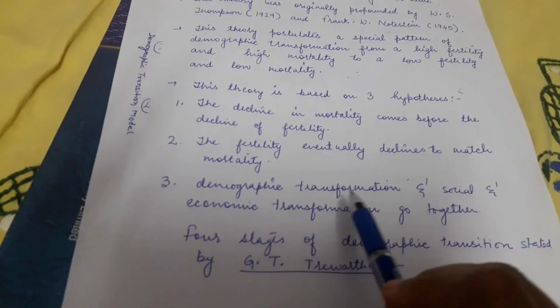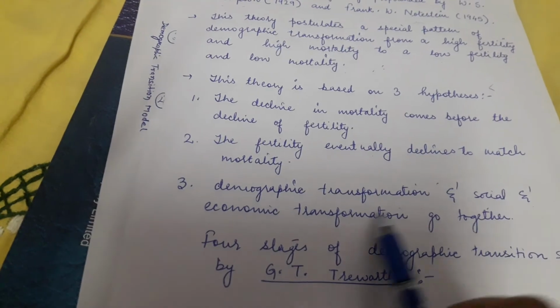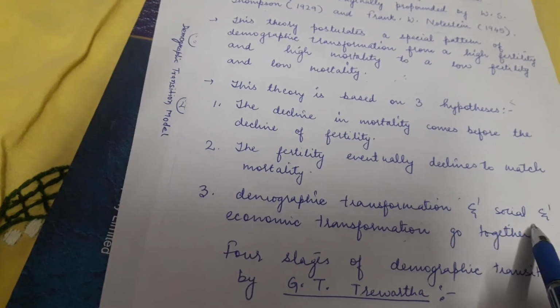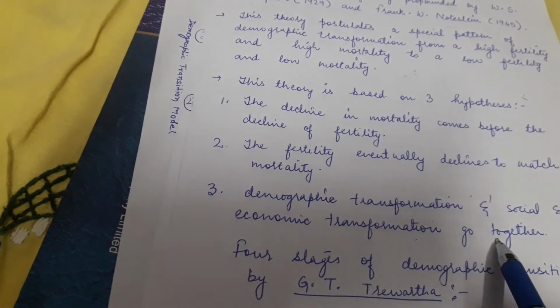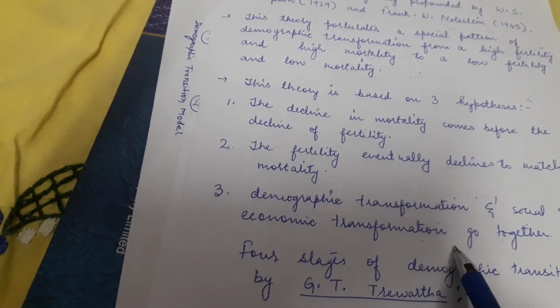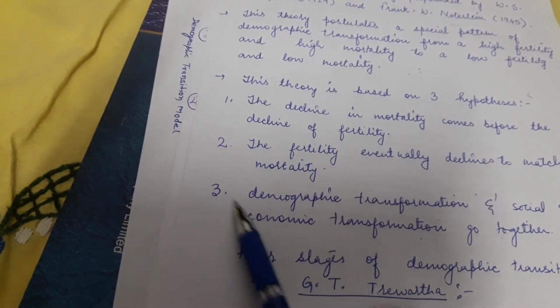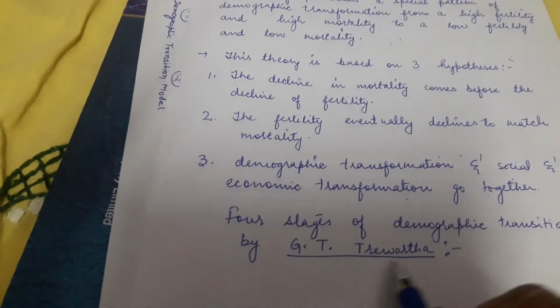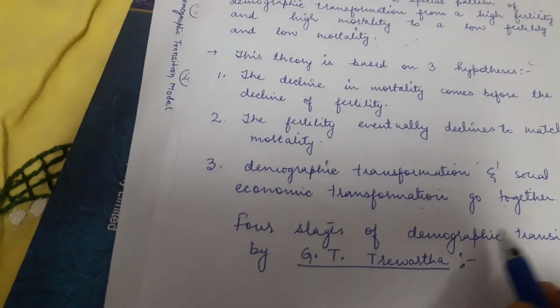Now, demographic transformation is due to social and economic transformation. When there is social change, when there is economic change in the society, when urbanization takes place, when industrialization takes place, people are engaged in jobs, then the demographic structure changes. So, G.T. Trewartha has given 4 stages of demographic transition, and he has explained this very well.